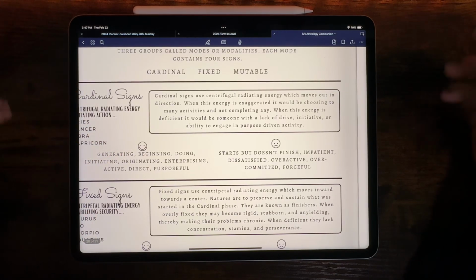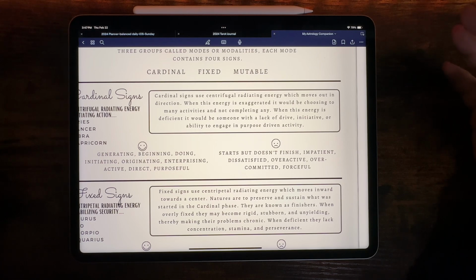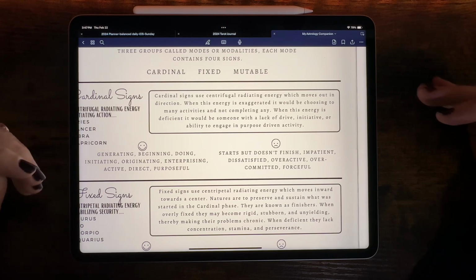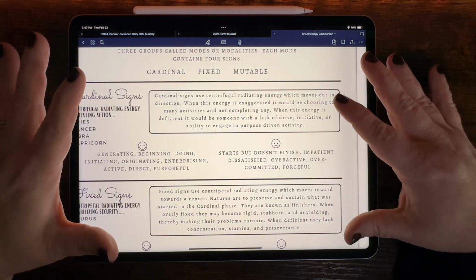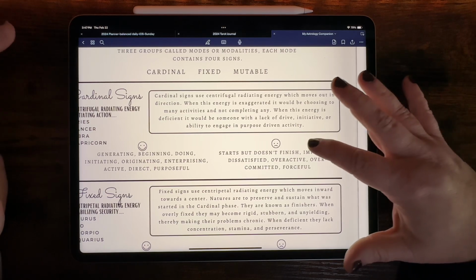Cardinal signs use centrifugal radiating energy, which moves outward in direction. When this energy is exaggerated, it would be choosing too many activities and not completing any. When this energy is deficient, it would be someone with a lack of drive or initiative, but I'm not even going to go into any of those. That is essentially what I had learned early on.